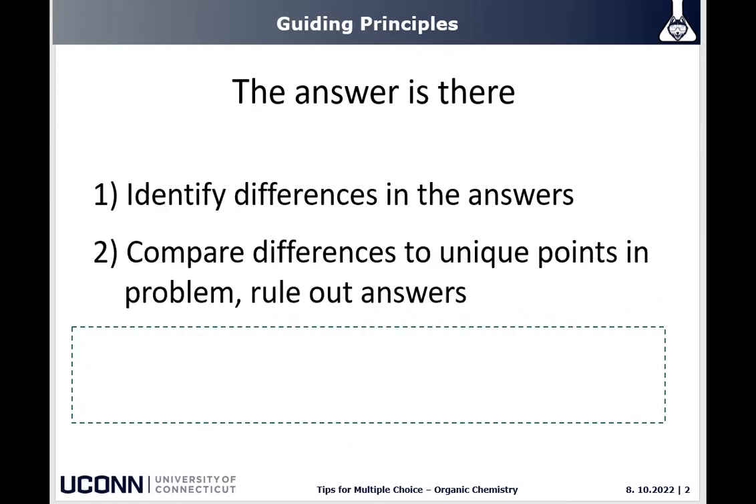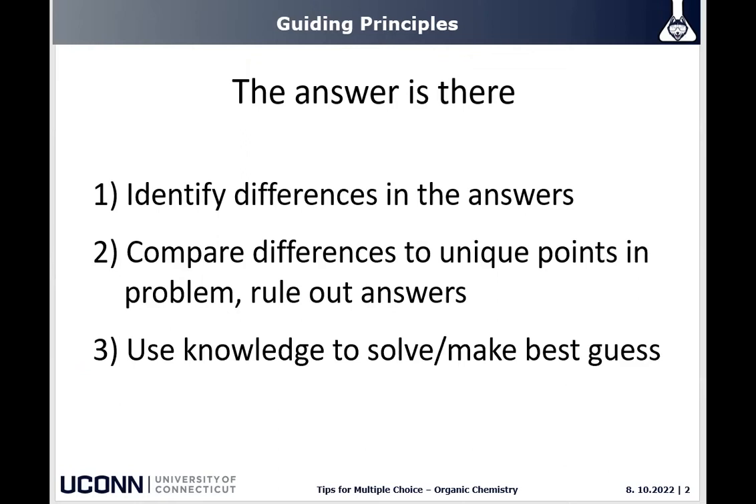Next, what we're going to do is to then compare these differences to any kind of unique point in the problem. Does it have a weird group in this position? Have we done this or that? We're going to use that in order to start to immediately eliminate some of those potential answers to make this problem a little bit easier for us to solve. And at that point, once we've narrowed things down a bit, we can then use our knowledge of the area that the question is asking for in order to solve that problem, or at least now we're going to have a much better point to guess as to what this is going to be.